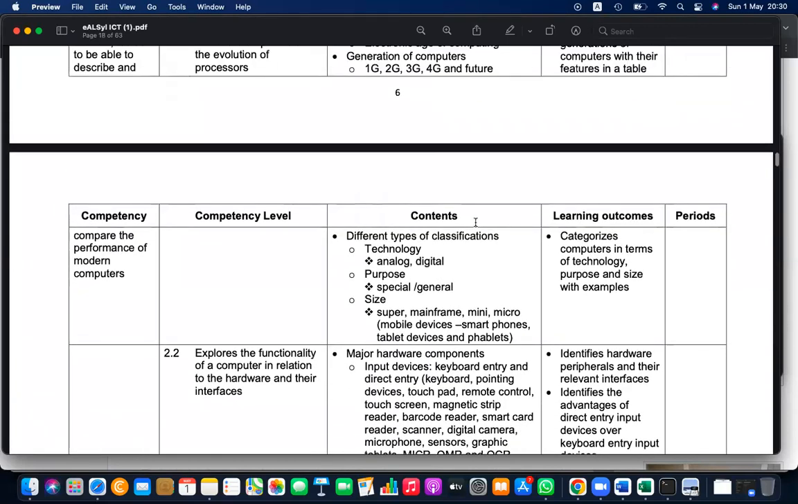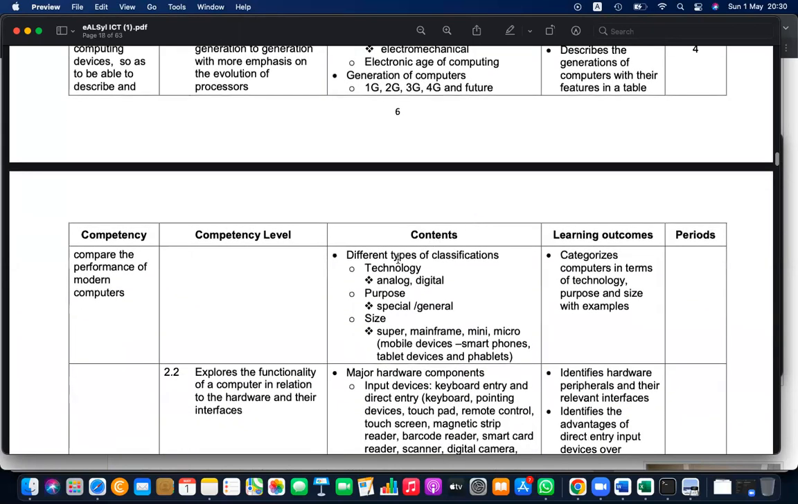Okay, one more thing. That is how you can categorize the computer. Based on the purpose, there are special purpose computers and general purpose computers. Based on the size, super, mainframe, mini, micro, and mobile computers are there. That is based on the size and performance. Based on the technology, analog and digital computers are there. So let's learn about that quickly.